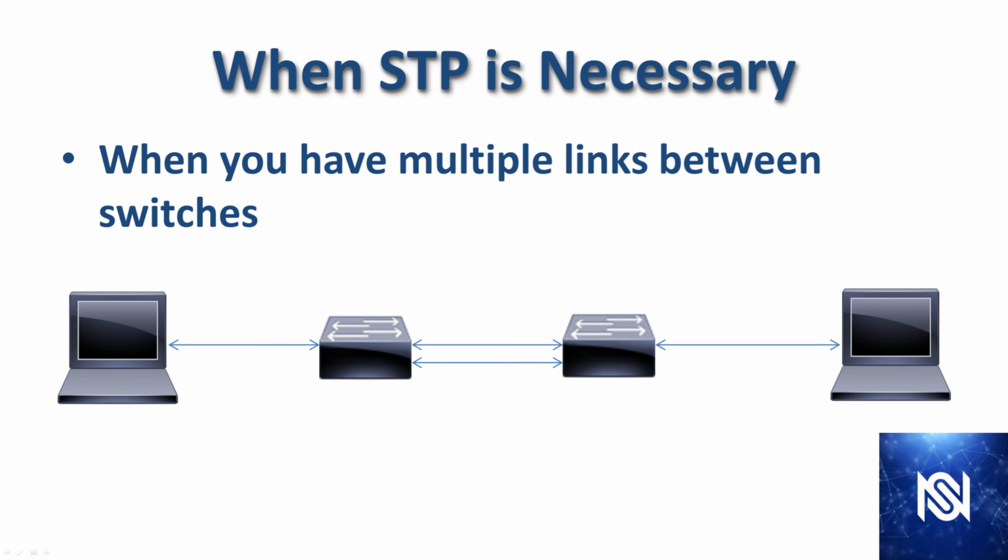So when is spanning tree necessary? It's when you have multiple links between the switches. So the picture I have here is about as basic as it gets. It has a PC, each connected to a switch, and then there's dual links between the switches. So in this scenario, you would need spanning tree. However, if you only had one link between the switches, spanning tree wouldn't end up doing anything. But the reality is, in most switch networks, you're going to have dual links between the devices, which means that spanning tree is really ubiquitous in the real world.